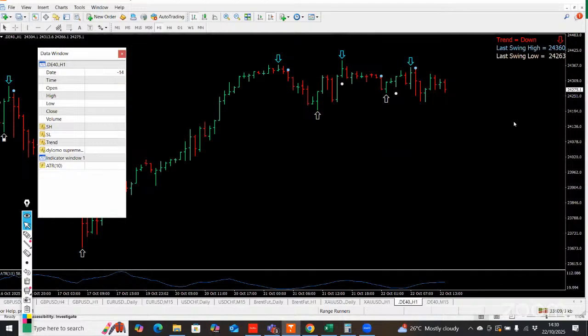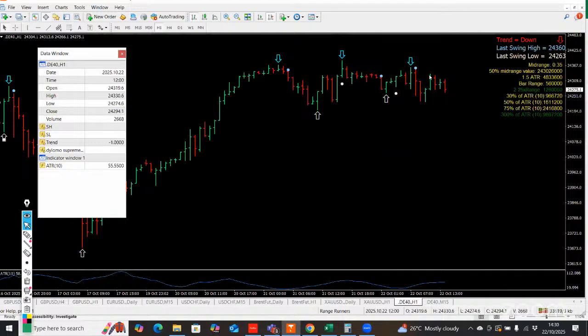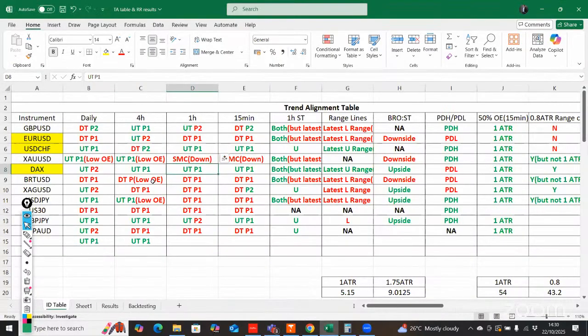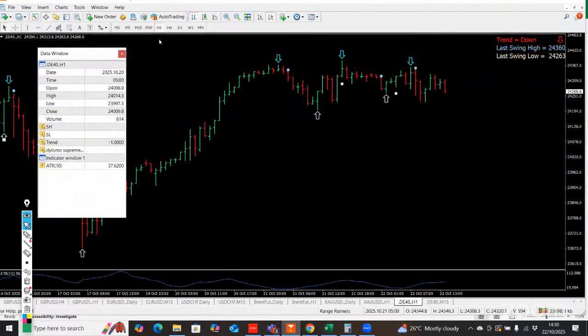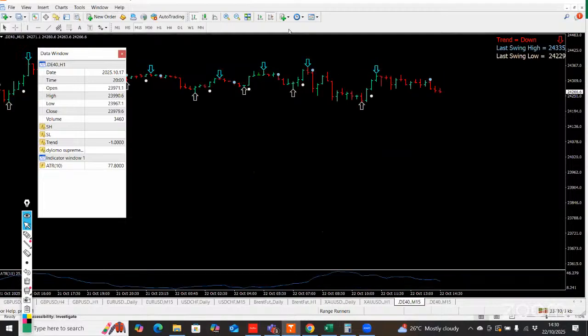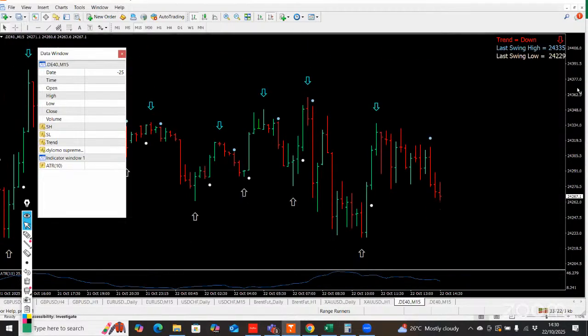So here, what I've got is that the 1 hour is a downtrend phase 1 over here. Right, so downtrend phase 1. And then on the 15-minute, you can see that. Let me do the 15-minute here. This is quicker for me to just flick through. That's also a downtrend phase 1, okay?